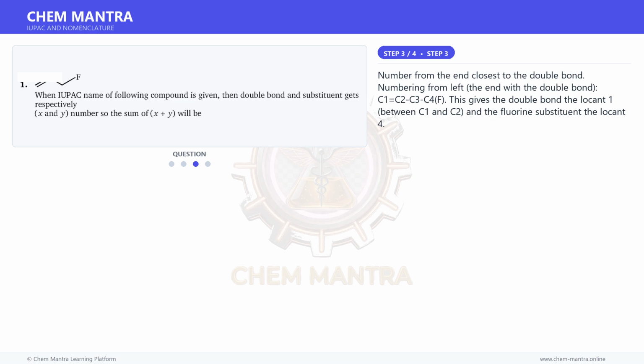Number from the end closest to the double bond. Numbering from the left, the end with the double bond, C1=C2, C3, C4, F. This gives the double bond the locant 1 between C1 and C2 and the fluorine substituent the locant 4.